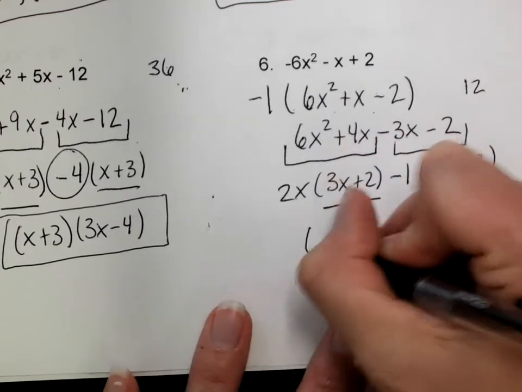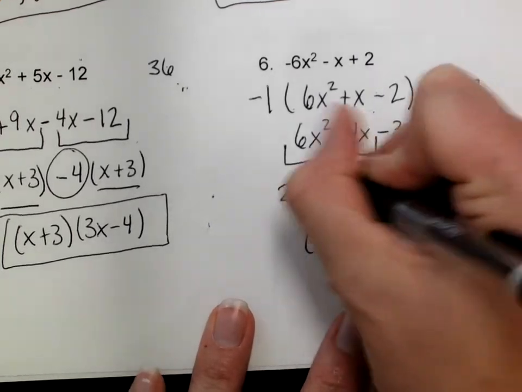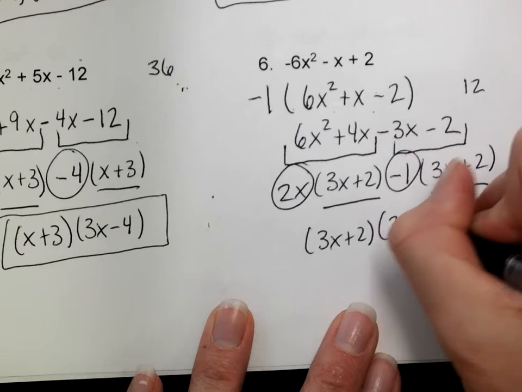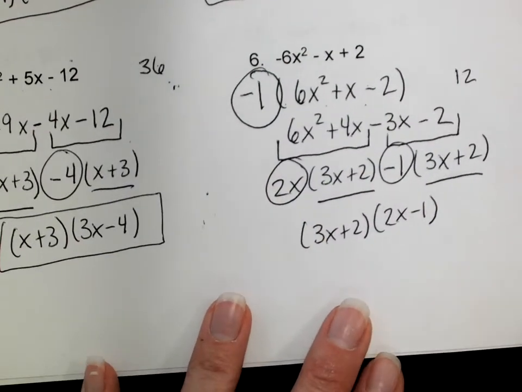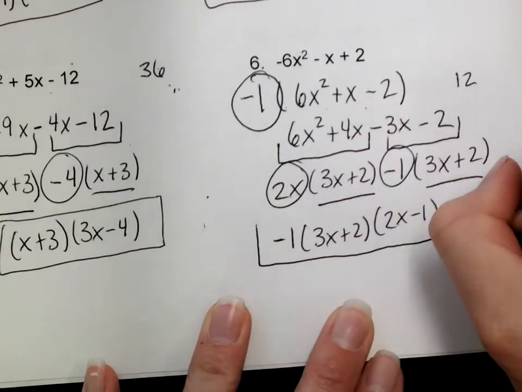Again, here are your terms. And here's the other one. But don't forget this greatest common factor of negative 1 you pulled out at the beginning needs to stay in front of your equation.